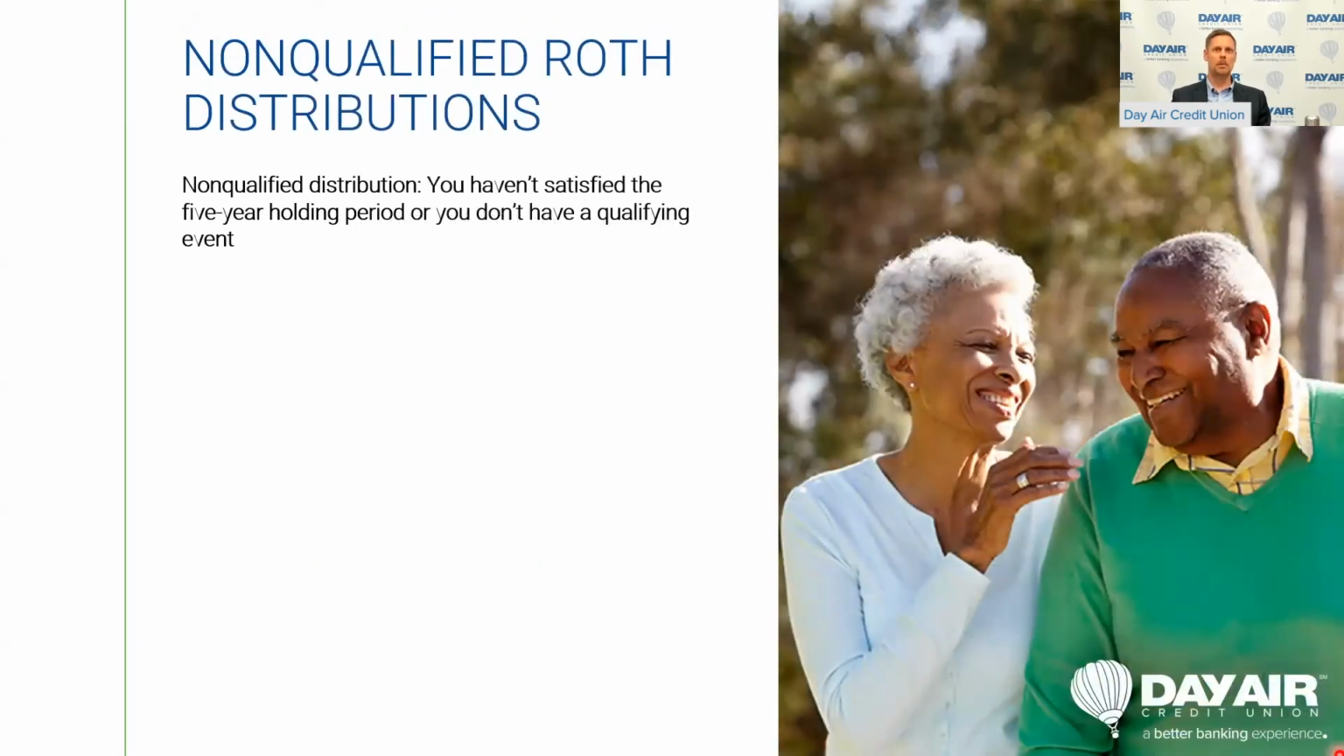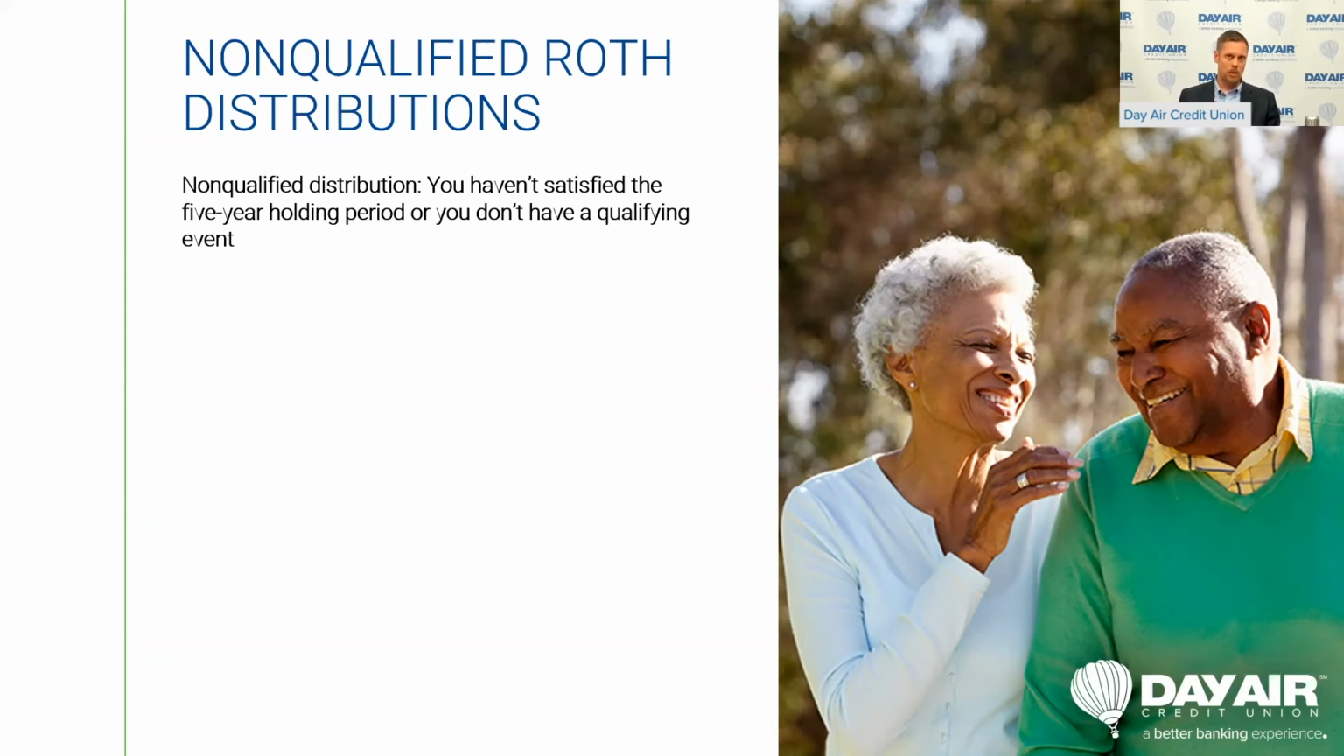Okay, so let's take a moment and talk about non-qualified distributions. And looks like there is a question. Yes, so the question is that once you're over age 59 and a half, are there any other qualifying events that need to be satisfied in order to take a distribution tax-free? So the answer to that is no. You only need one qualifying event. So it's either age 59 and a half, death, disability, or first-time home purchase.